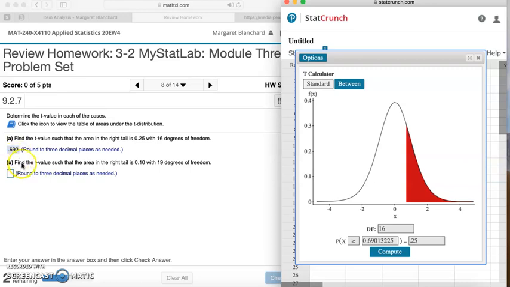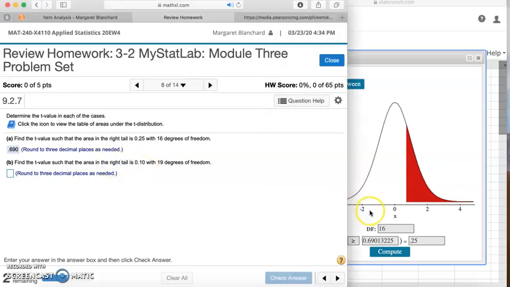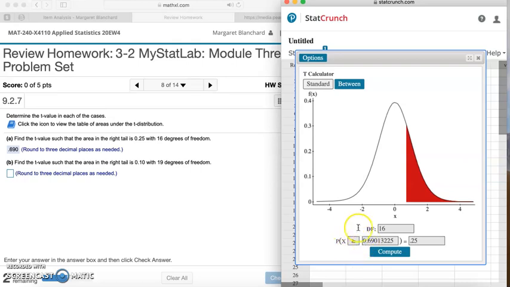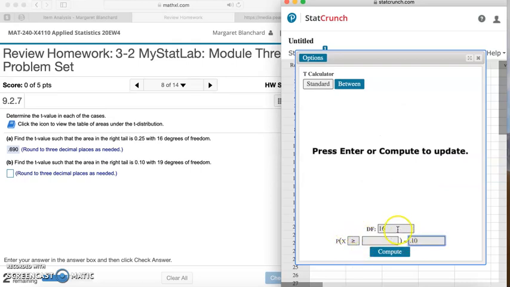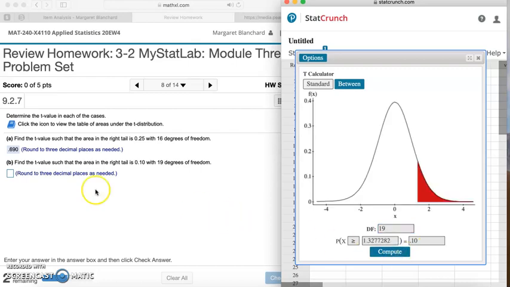So for part B, we have: find the t-value such that the area in the right tail is 0.10. Again, it still says right tail. That means we're going to leave this as greater than or equal to, but now we're looking at an area of 0.10 and 19 degrees of freedom. So let's click compute, see how easy that is.